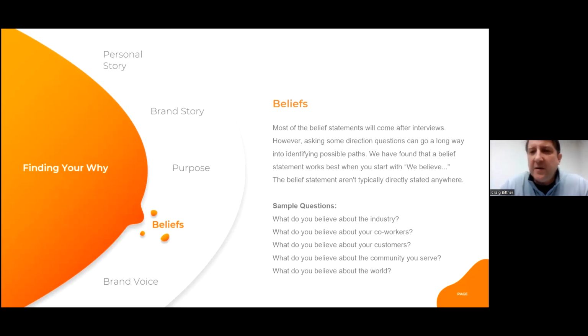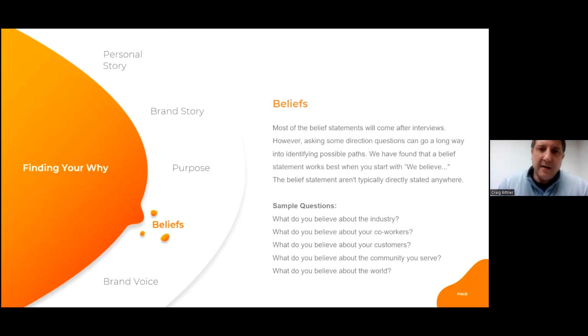We've also found it really useful, when you're defining what your beliefs are, to say them this way: we believe, or your organization believes. In doing that, it becomes less of what you believe as a person, and you start to get into the mindset of what the organization really believes.